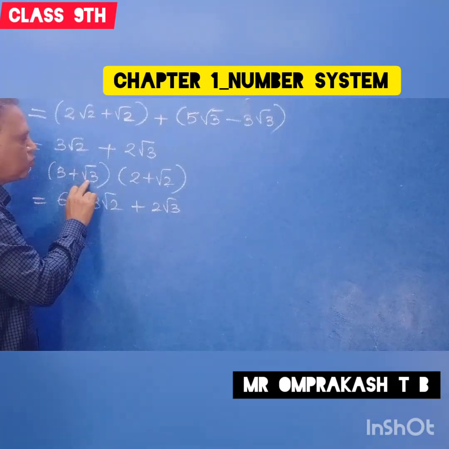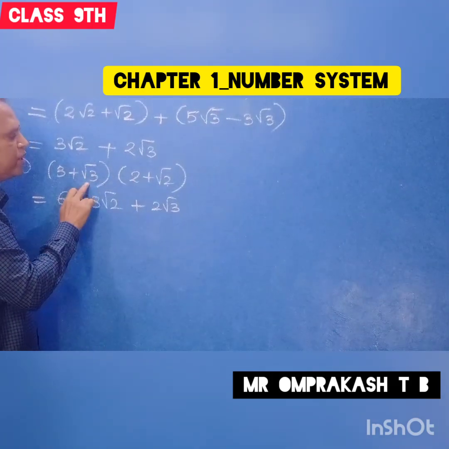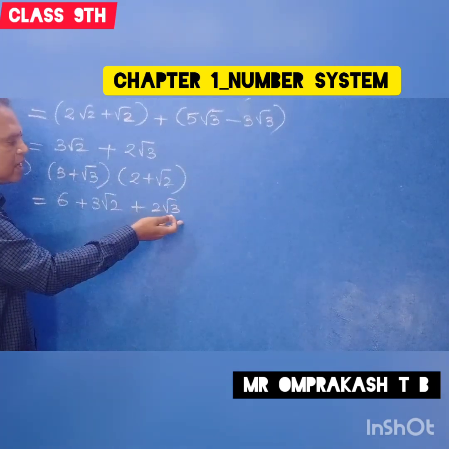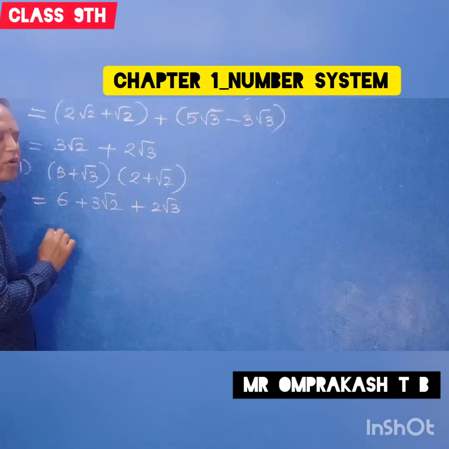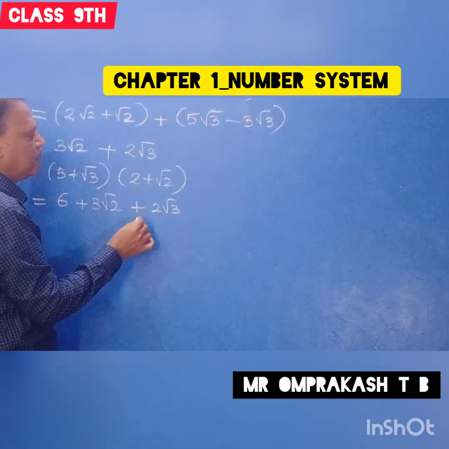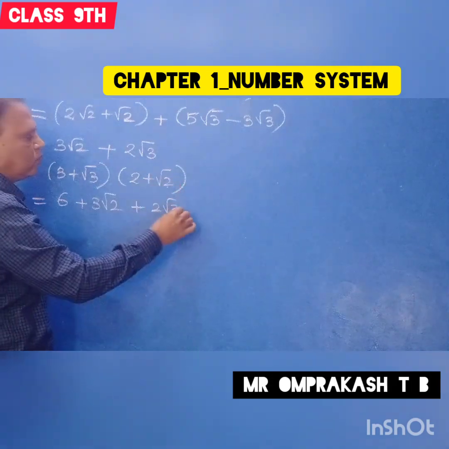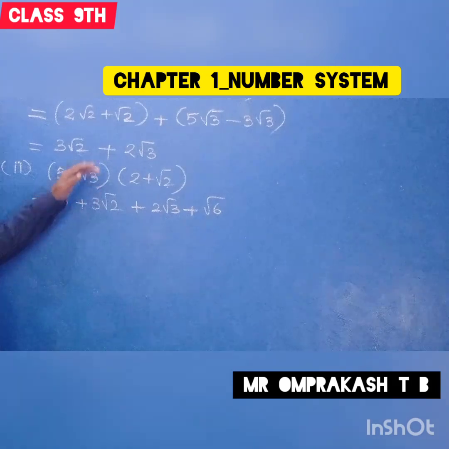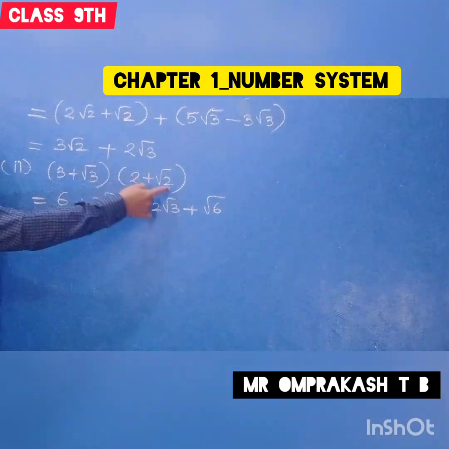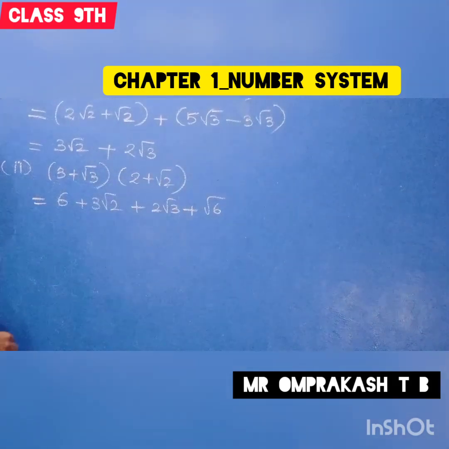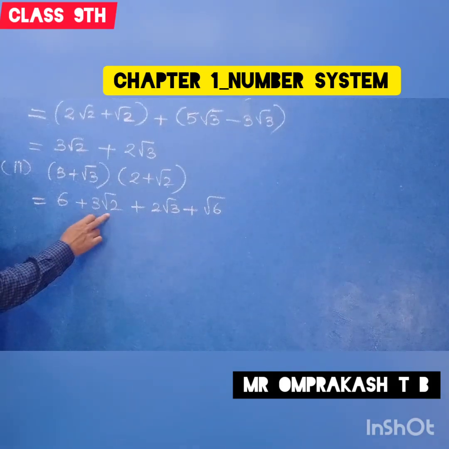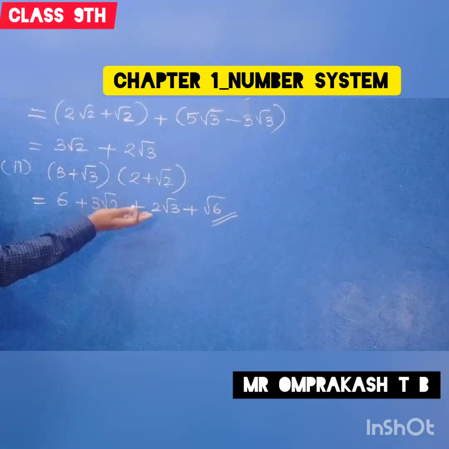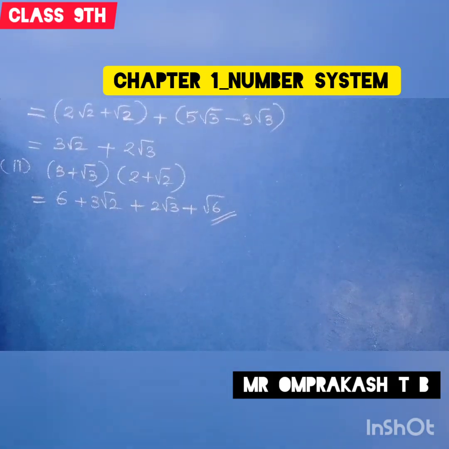Always, when you write root 3 into 2, write it as 2 root 3 only. Okay. The root number you keep at last. First write the whole number. Okay. 2 root 3. Then root 3 into root 2. Root 3 into root 2 is what? Root 6. 3 into 2, 6. Right? That's all. So any like term you have? No like term. So this is the answer. Just multiplying. Okay?